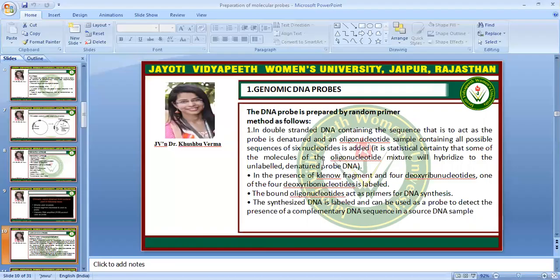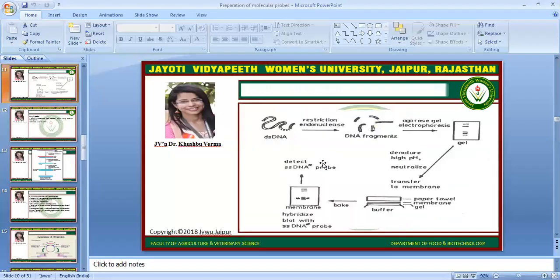In the presence of Klenow fragment and 4 deoxyribonucleotides, one of the 4 deoxyribonucleotides is labeled. The bound oligonucleotides act as primers for DNA synthesis. The synthesized DNA is labeled and can be used as a probe to detect the presence of a complementary DNA sequence in a source DNA sample.